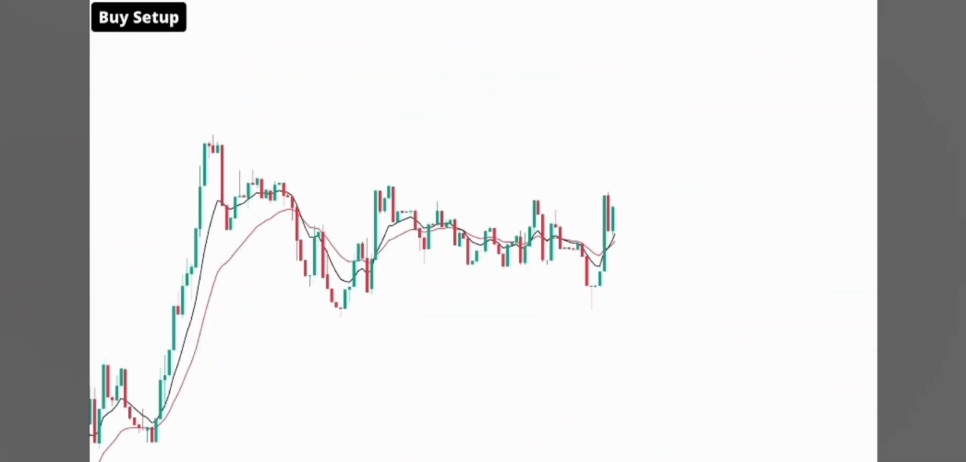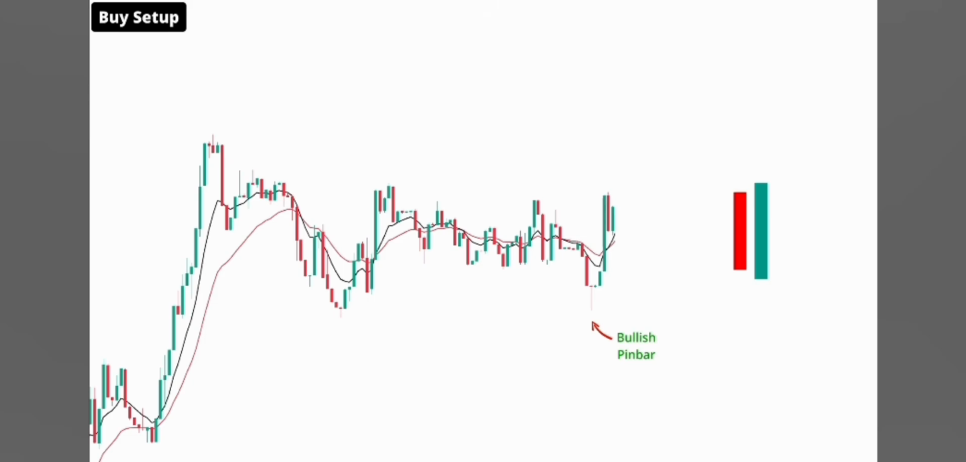Buy setup. A high probability buy setup requires 3 conditions to align. First, the 9 EMA must cross above the 20 EMA. This tells us that short-term momentum is turning bullish. Second, a bullish price action signal should appear around the crossover. This can be a bullish pin bar with a long lower wick or a bullish engulfing candle, where a large bullish candle completely engulfs the previous bearish candle.